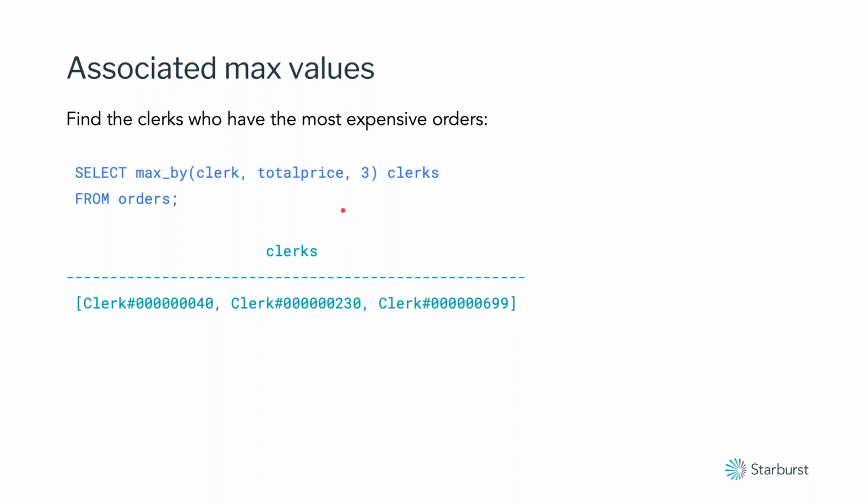Another way you could do this in SQL is you could do an order by limit, and that works, but that only works if that's the only thing that you're doing in the query. Whereas you could use maxby combined with other aggregations, in which case the order by limit trick doesn't work.